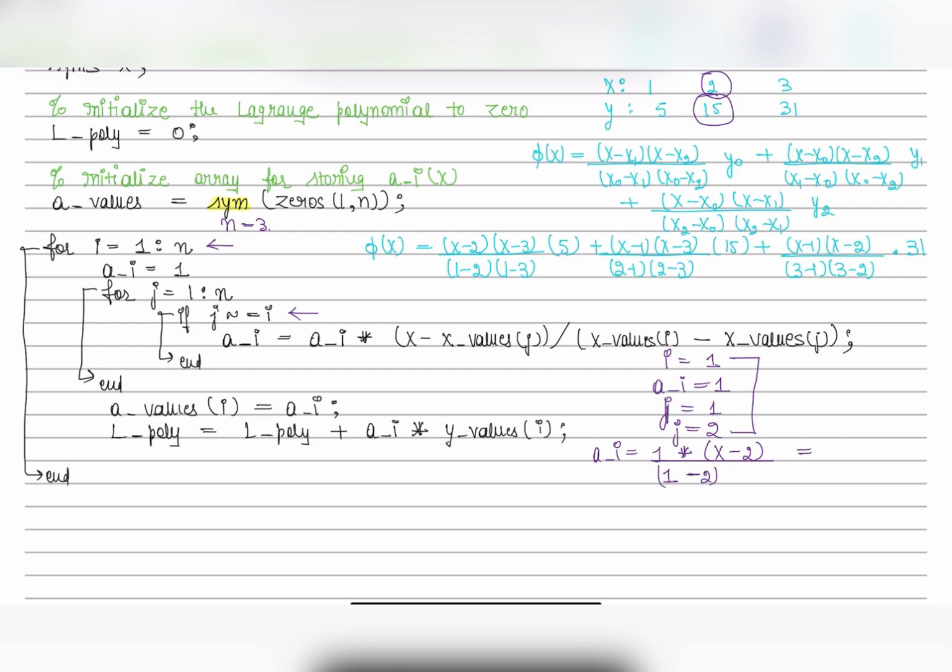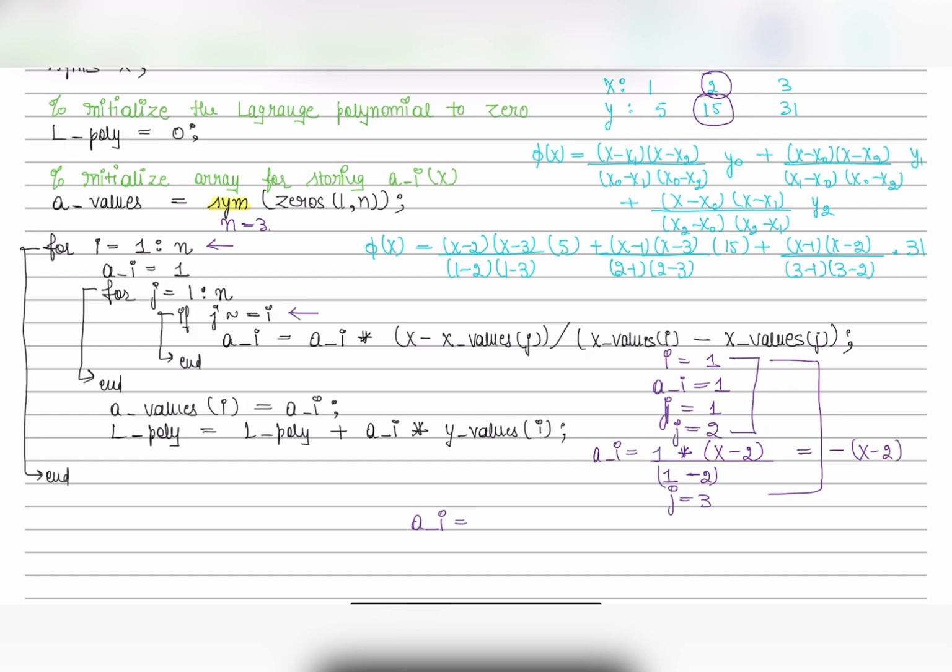and it will be simplified as minus of x minus 2. Now the current value of a_i is updated as minus of x minus 2. Then the value of j will be updated as 3. Still the value of i and the value of j are not equal, so the if condition is satisfied and the value of a_i will be updated.